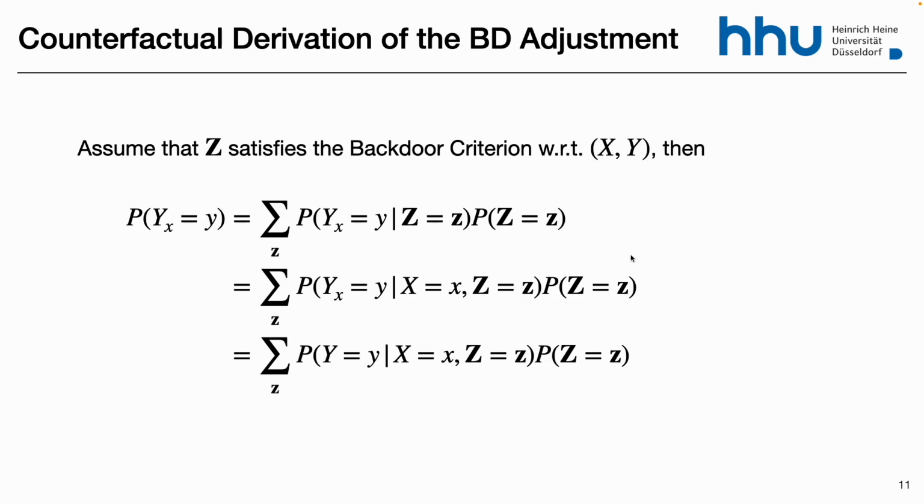So we can use probability properties as before. We can sum over a set z here, and this is just conditioning on z, times the probability of z. Then in the second line here, I use the property that Y_x is independent of x given z. Because of this, you can, so no one came, right?